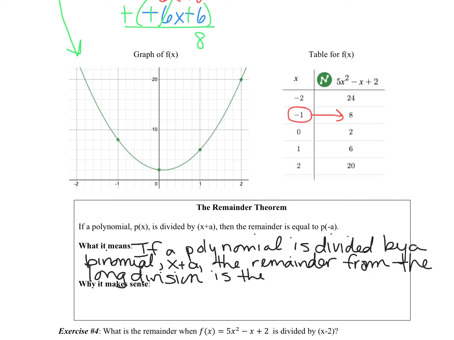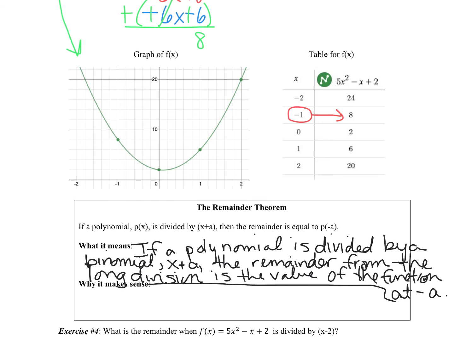Is the value of the function at negative a. So if you need to listen to me, I know the handwriting's not great with my stylus, you can go back and listen to that definition.